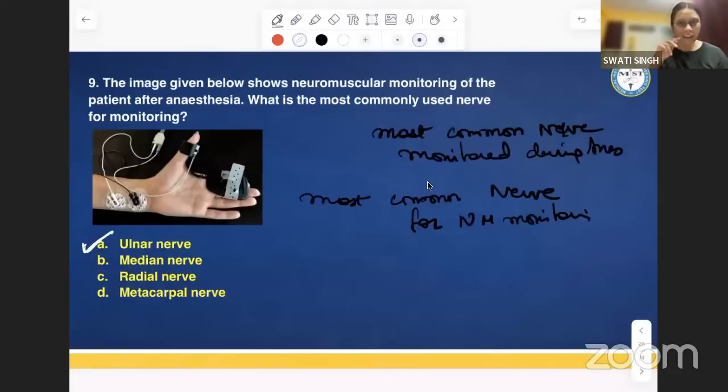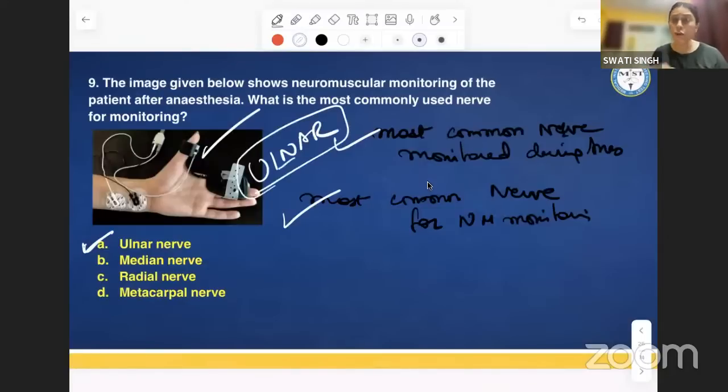Wonderful. What are the questions they have asked? This is a question, this image is a question. For all these 3, what was the answer? Ulnar nerve. Now, what new question can they form? I think they can form only one new question, and that new question is, why ulnar nerve? Two reasons why ulnar nerve.